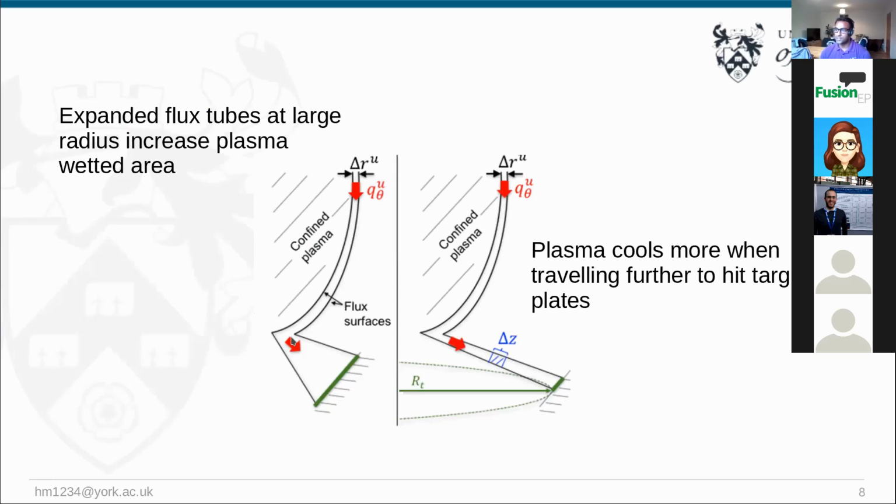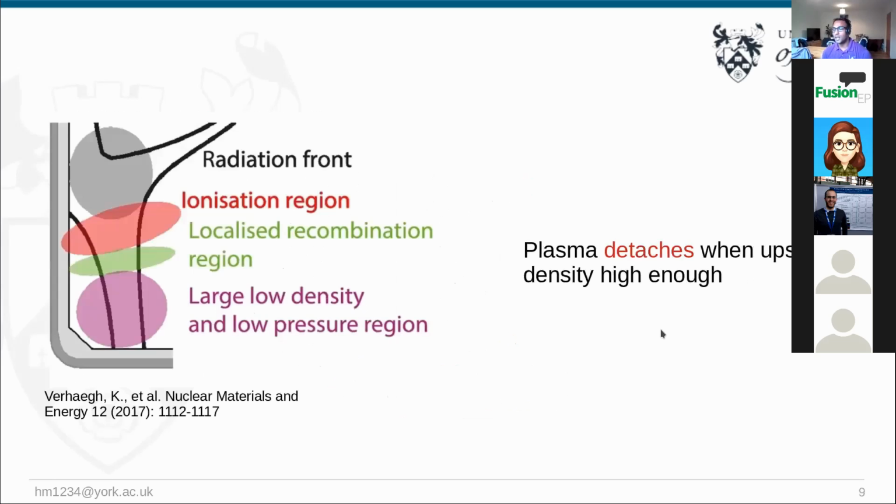The flux expansion can be seen here, where a flux tube is expanded by the time it reaches the target plates. It's also expanded in the poloidal direction, but the main thing is the connection length is increased as you go to larger major radius, and this gives the plasma more time to cool down. These effects play well into a phenomenon known as detachment, where the plasma essentially extinguishes just before it reaches the target plates, and this is good for reducing the power load onto the target plates. The main effects are to do with plasma-neutral interactions.